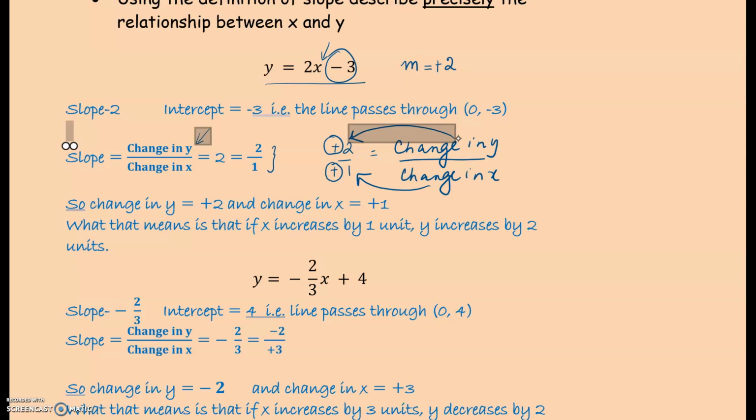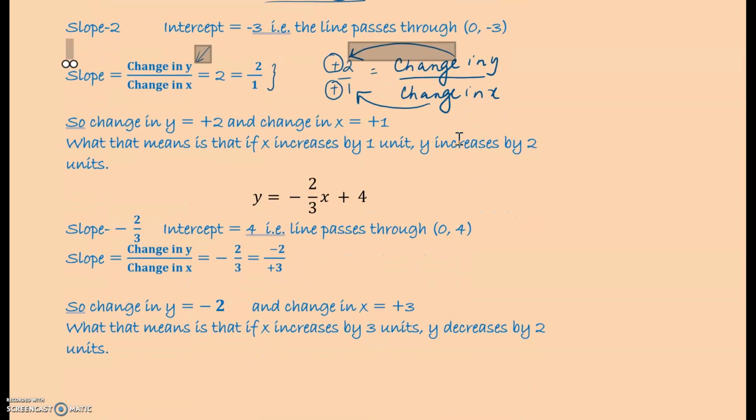So now let's look at another example. Y equals negative 2/3 x plus 4. So we'll first try to identify the slope. The number that is multiplied to x is the slope. The other number is the intercept. So the line passes through the point 0, 4, and this point lies on the y-axis, so it's the y-intercept. The slope is negative 2/3.